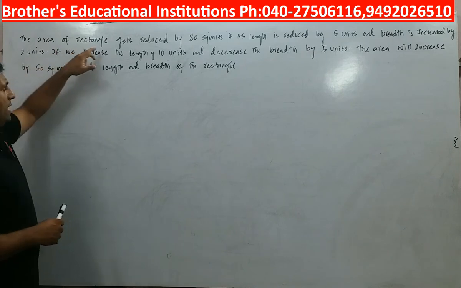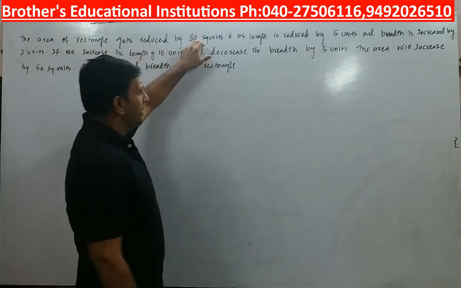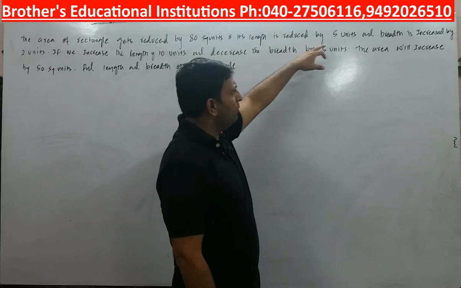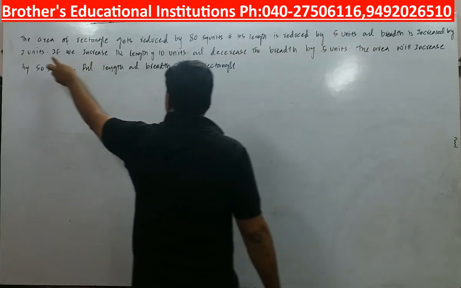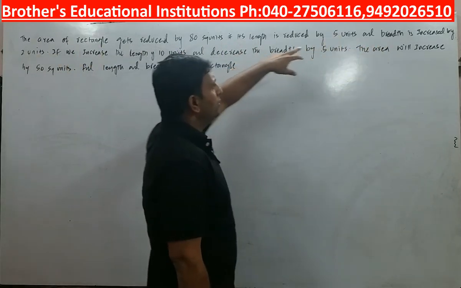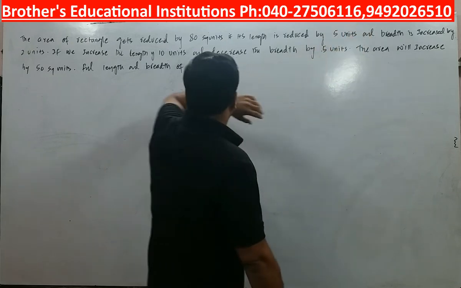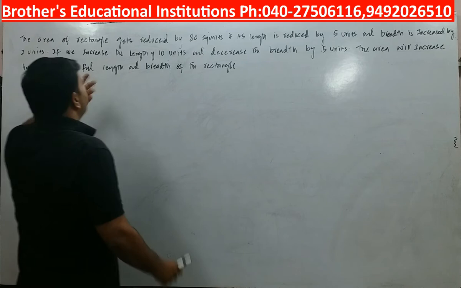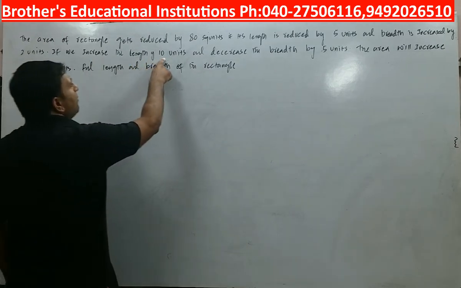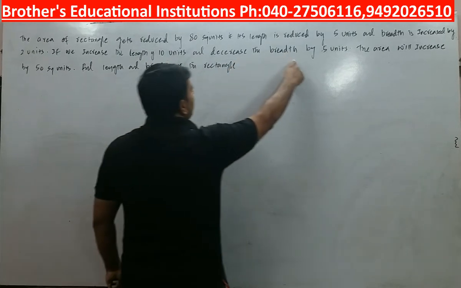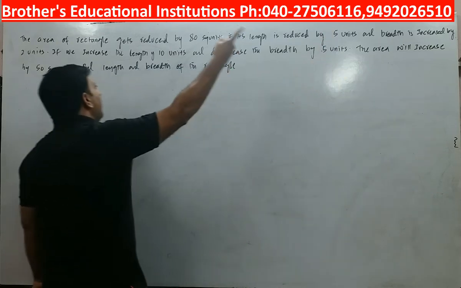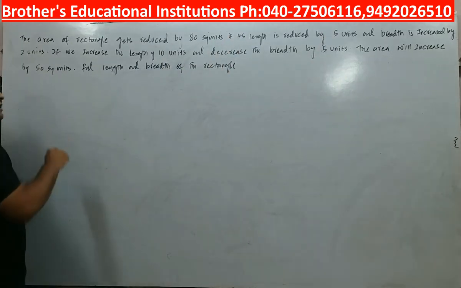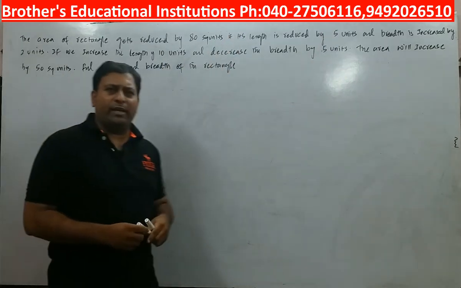The area of the rectangle gets reduced by 80 square units if its length is reduced by 5 units and breadth is increased by 2 units. So first case, you are reducing the length and increasing the breadth, and the area effectively is getting reduced by 80. Second case, if we increase the length by 10 units and decrease the breadth by 5 units, the area will increase in the second case by 50 square units. Find the length and breadth of a rectangle.